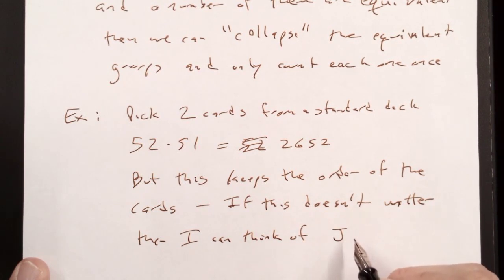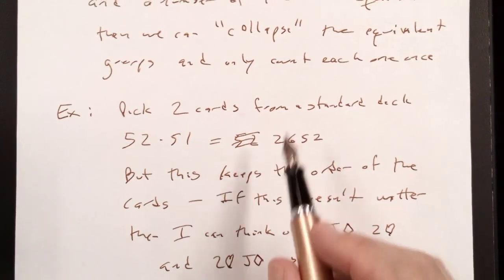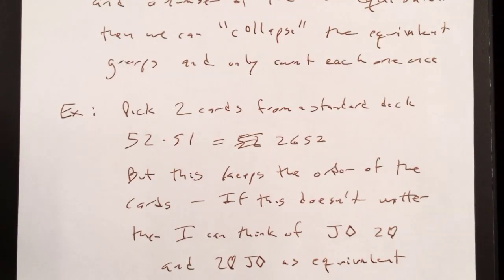So the Jack of what, 2 of what, I've forgotten already. We'll make it up. The Jack of Diamonds and the 2 of Hearts, and the 2 of Hearts and the Jack of Diamonds, as equivalent. And that means my collapsing idea actually divides this number in half.